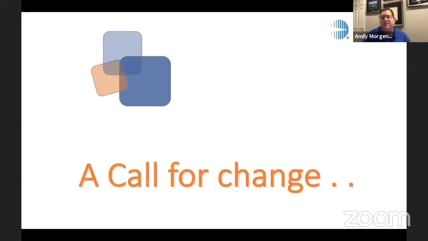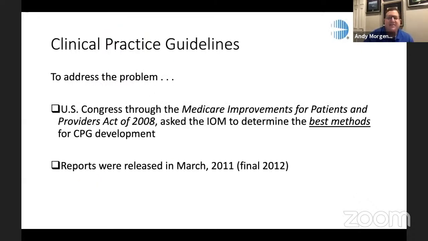And so there was a call to change the process. In 2008, here in the United States, Congress, through the Medicare Improvements for Patients and Providers Act of 2008, asked the Institute of Medicine to determine the best methods on how to develop a clinical practice guideline.